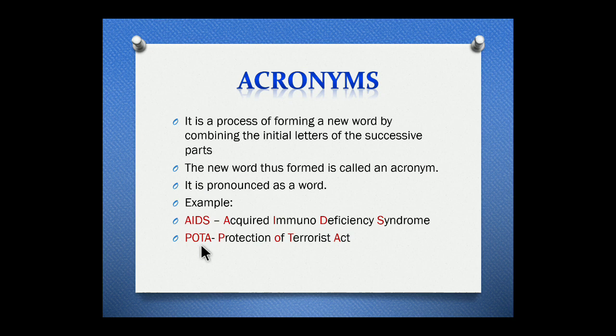Next is POTA. Now in the same manner as I said, you take the initial letters. Okay, so protection P you take, of O, terrorist T, and act A. Okay, so it becomes POTA. So this is POTA as an acronym for Protection of Terrorist Act. So these are known as your acronyms. Okay, now acronyms usually are written in bold letters.